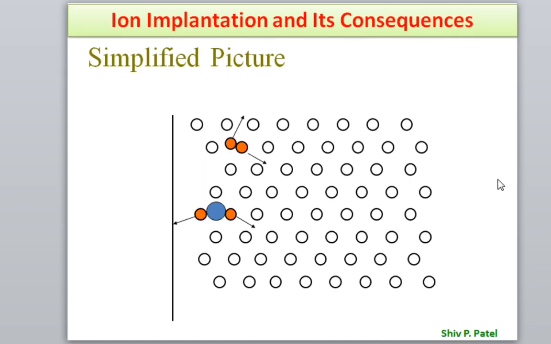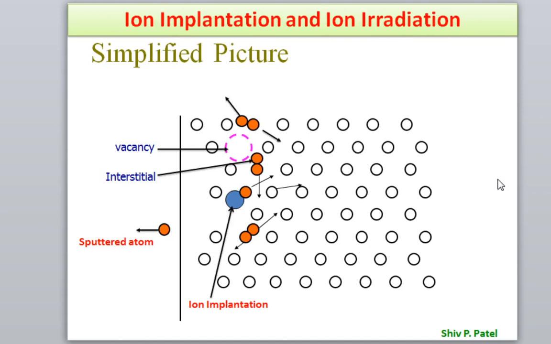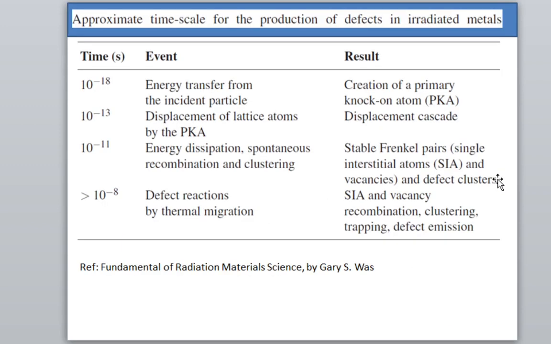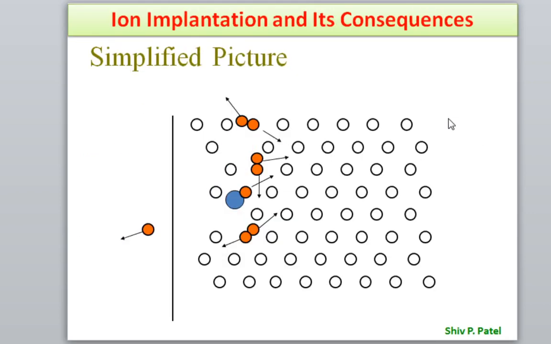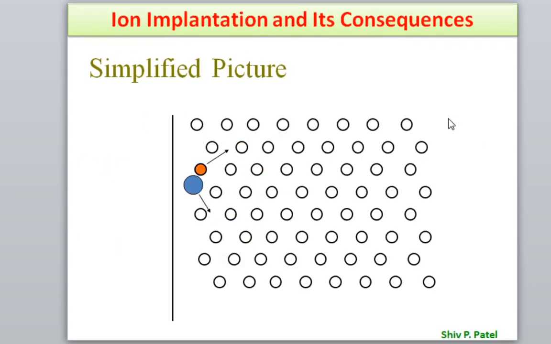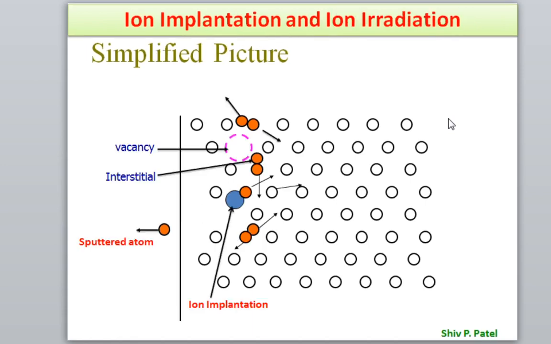But I will show how this high energy ion beam radiation takes place. This phenomenon takes place over some time scale. At 10⁻¹⁸ second, energy is transferred from the incident particle to create the primary knock-on atom, that is PKA. In 10⁻¹³ second, displacement of lattice atoms takes place by the PKA, that is the displacement cascade we have shown. So whatever phenomena we have observed, this is a very short time process.